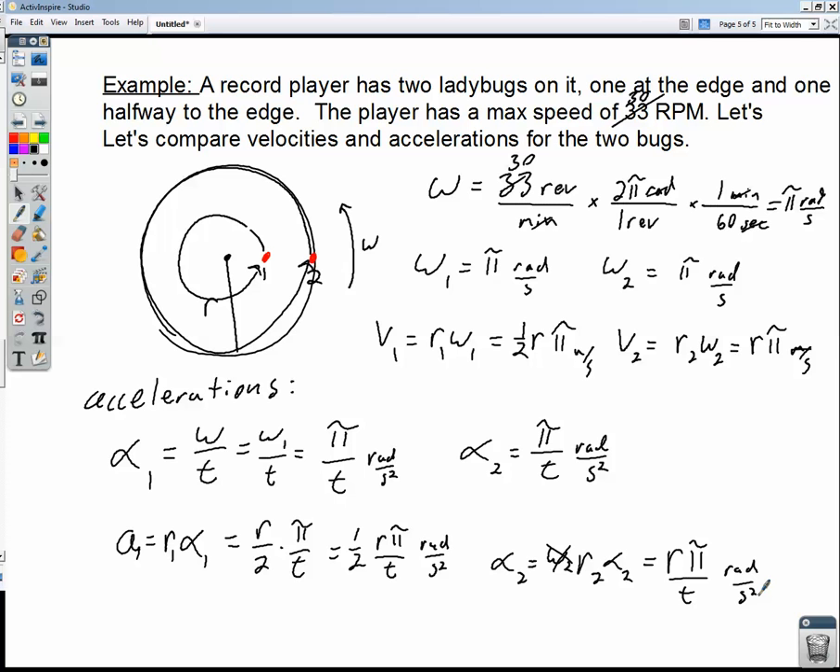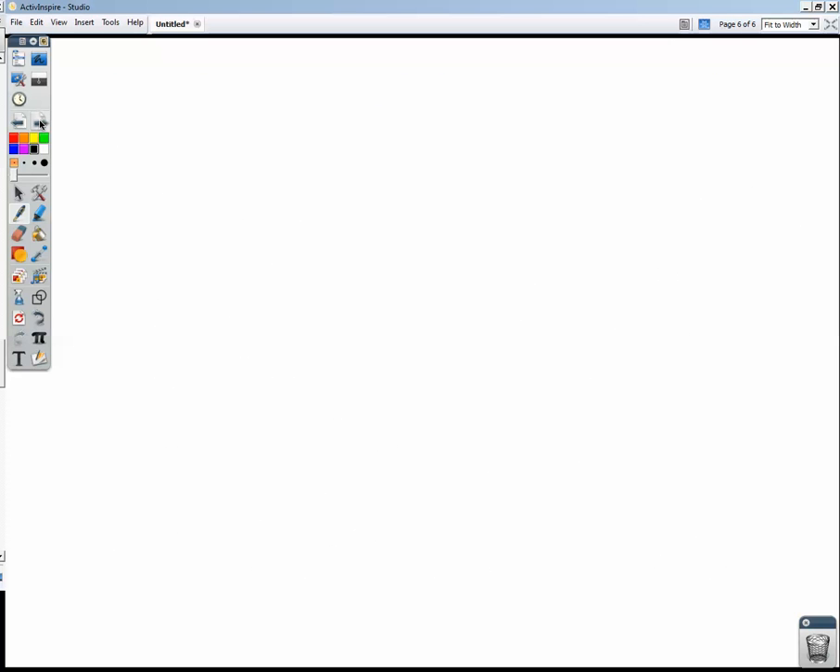That's not the only acceleration we can look at, because both of these ladybugs have a centripetal acceleration as well. You can think about it as this record player speeds up, there's a certain amount of friction between the ladybug's feet and the record player. Who's going to spin off the record player first? It's going to be the ladybug that has the greater centripetal acceleration, because they need the greater centripetal force to keep them going in a circle.